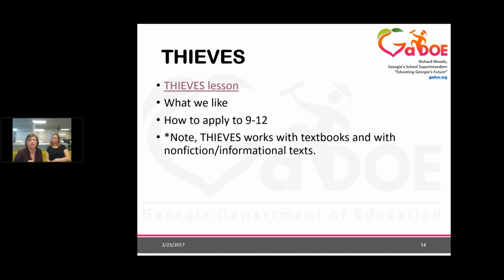In the lesson plan, this is a note that I thought would be important for you guys. It says that Thieves is for textbooks primarily, and I think that's in part because this is a 6 through 8 lesson. That's the way it was designed by the teacher who shared it on Read, Write, Think. But I think it's particularly helpful with nonfiction and informational texts. And like I said, I think it's also really good for test preparation purposes.